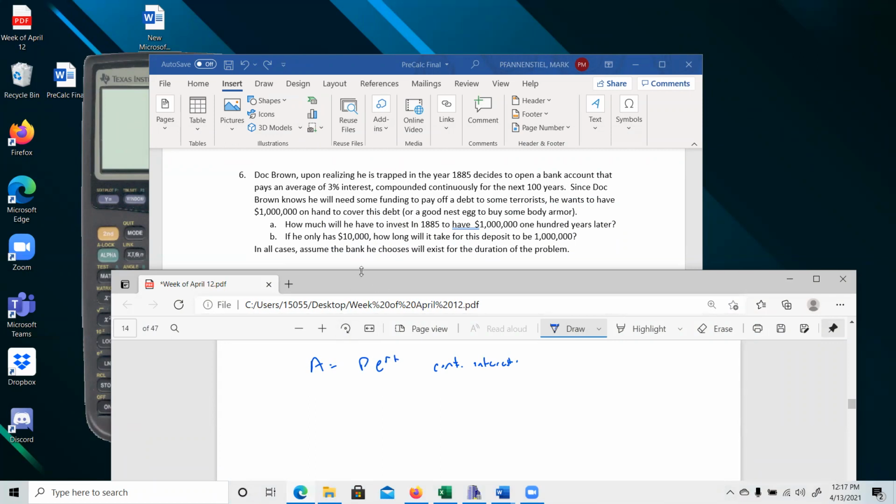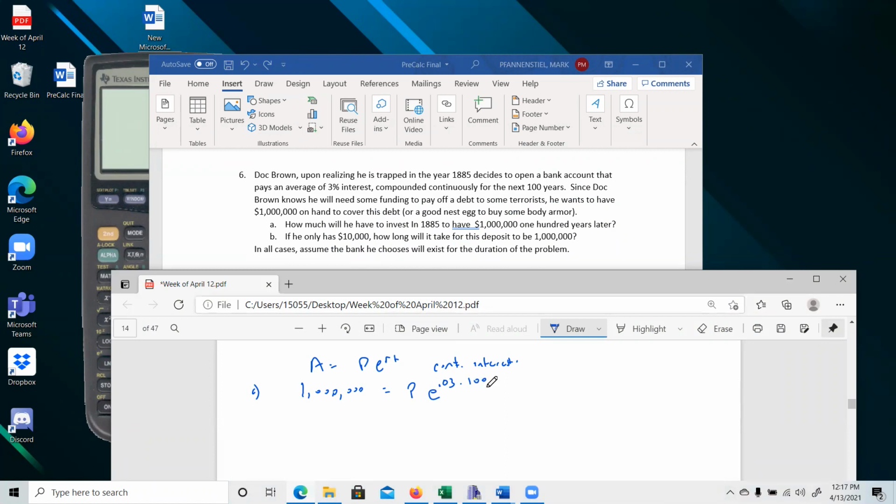So what's the first one? How much will we have to invest in 1885 to have $1 million? So we want $1 million here. This is part A. How much is he investing? I don't know what the principal is. We have e to the 0.03. Remember to change that to a decimal. That is the biggest problem that people get. Times the time, which is going to be 100 years.